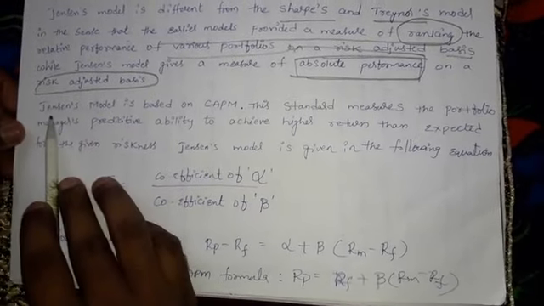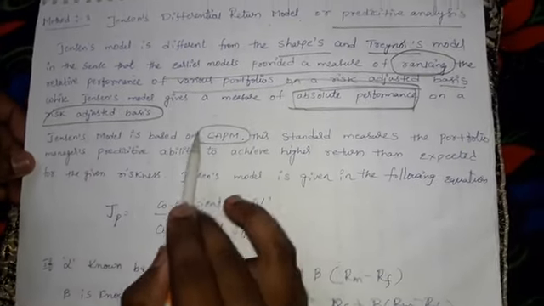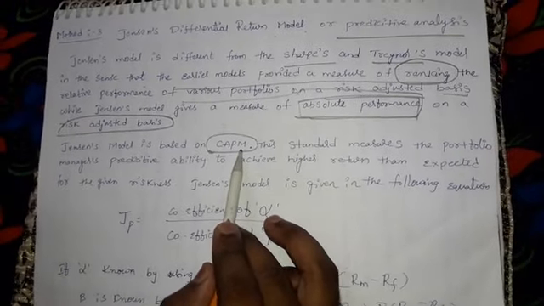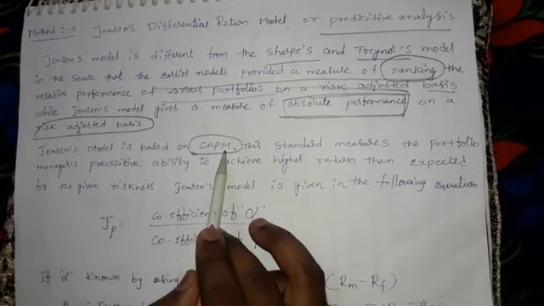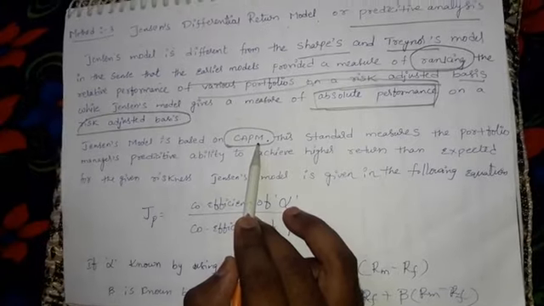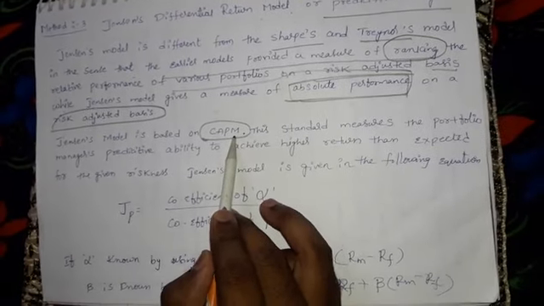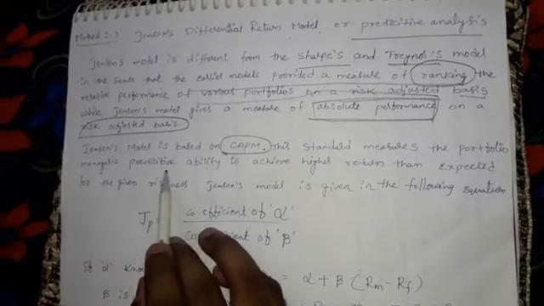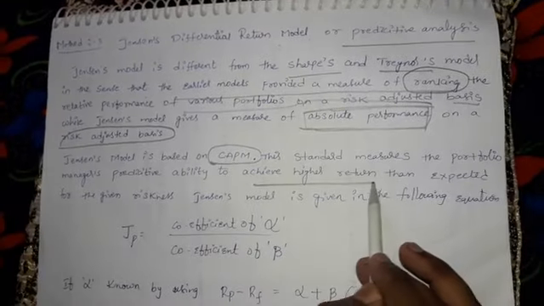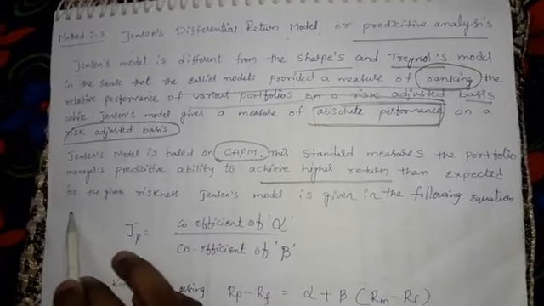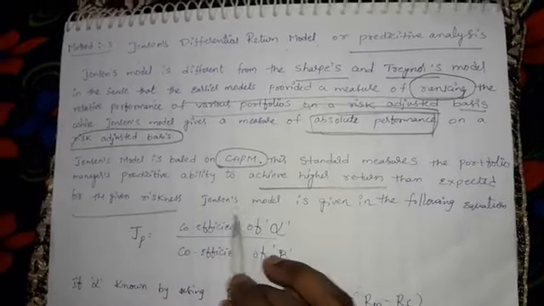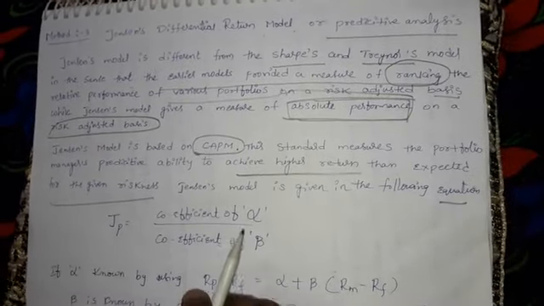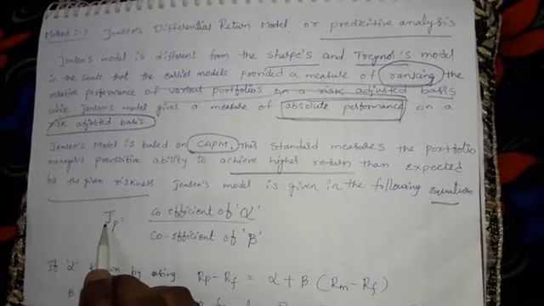So now Jensen's model is based on CAPM. CAPM we already discussed in unit 4, that is the capital asset pricing model. The CAPM equation is RP equals RF plus beta P into RM minus RF, right? This measures the portfolio manager's predictive ability to achieve higher return than expected for the given riskiness. So Jensen's model is given in the following equation. The following equation, Jensen's model, is denoted by JP.